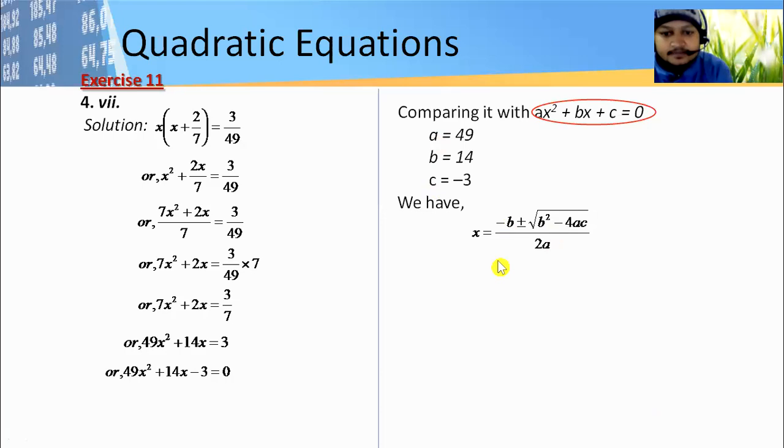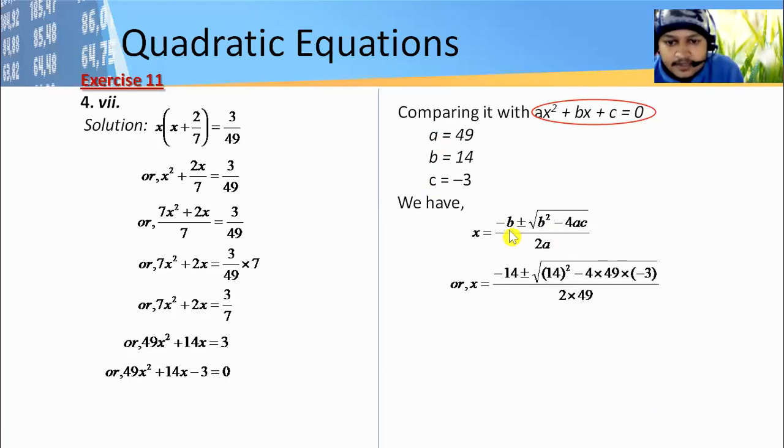The value of a is 49, the value of b is 14. Again, in place of b square, we have to write 14 square. Similarly, 4ac: 4 into the value of a, which is 49, into the value of c, which is minus 3. If there is a negative sign, don't forget to use the bracket. For this one, it is not necessary. Even if you don't use a bracket for 14, it is fine. Directly you may write 14 square. But for this minus 3, it is necessary to write the bracket because there is a negative sign with it.